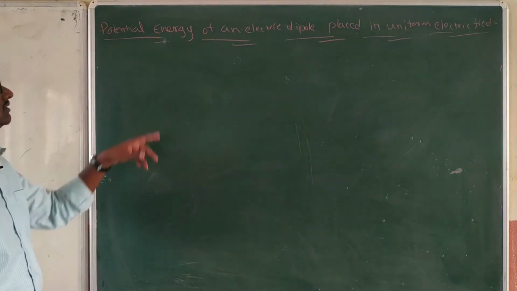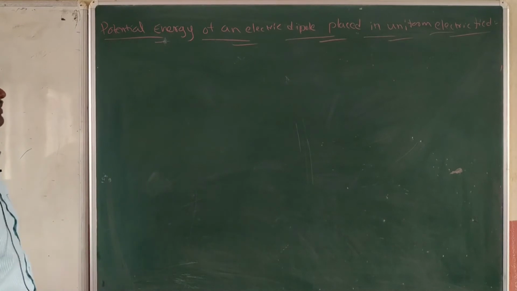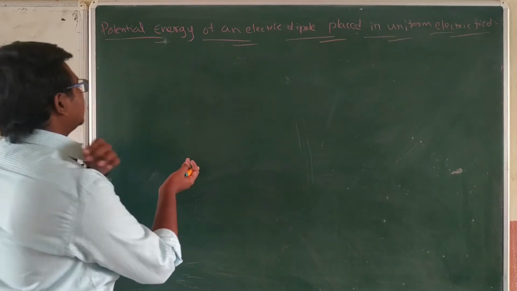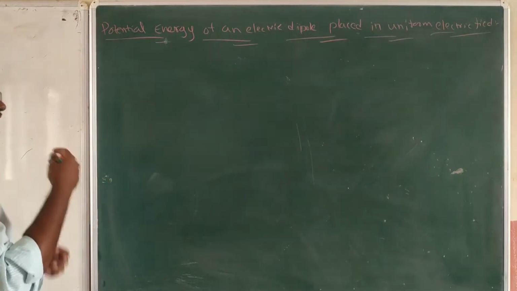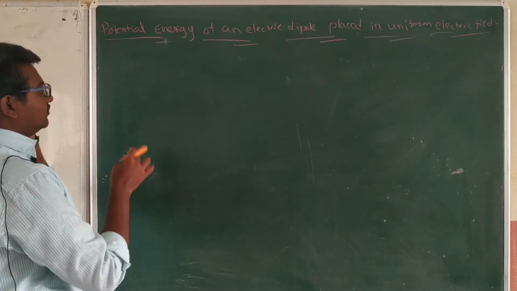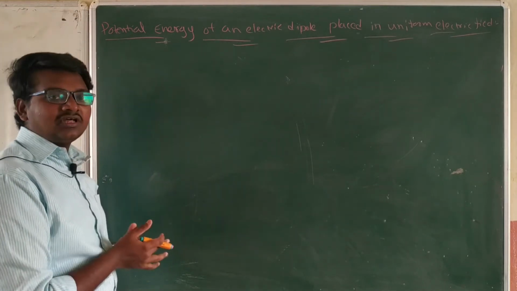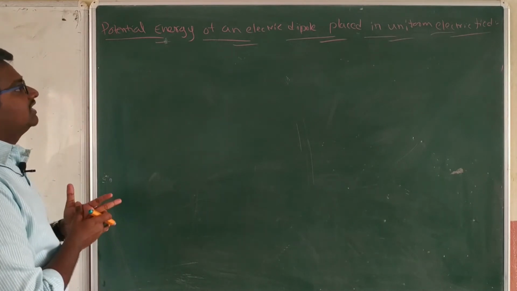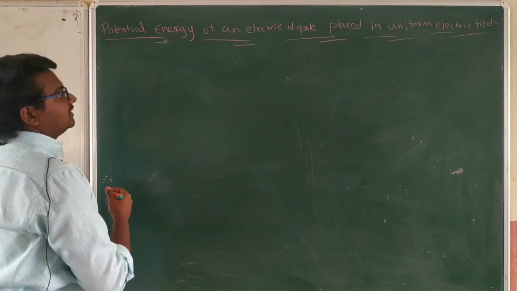Let's discuss the topic: potential energy of an electric dipole placed in a uniform electric field. Just now we have found how the torque acts on an electric dipole placed in a uniform electric field, and we have derived the formula for torque. Likewise, we are now going to find the potential energy of an electric dipole.